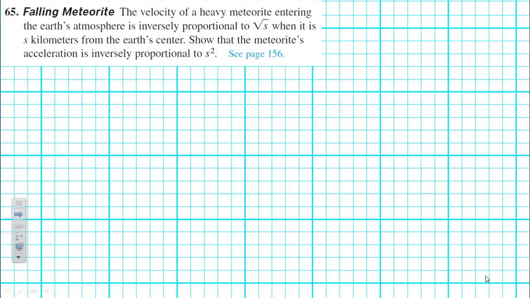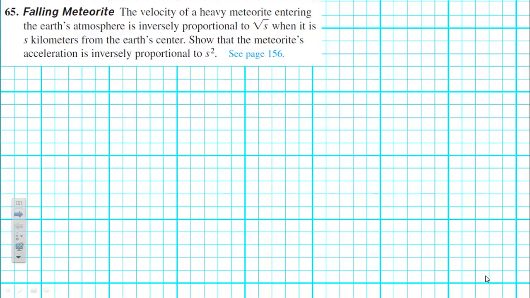So here's problem number 65. I'm going to do this problem wrong, all right? And then we're going to do the problem right. I'm going to make the mistake that we made. First of all, we're going to start with the translation of what it says.